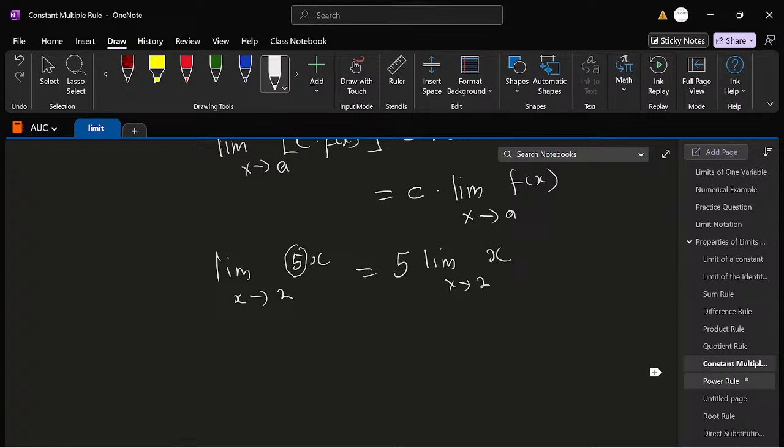Okay, so you know already that this is the property of an identity. Because the input will always be the output, the limit of this will be equal to 2. So in this case, this will be 5 into 2. I think that was the second property we looked into, the limit of an identity.